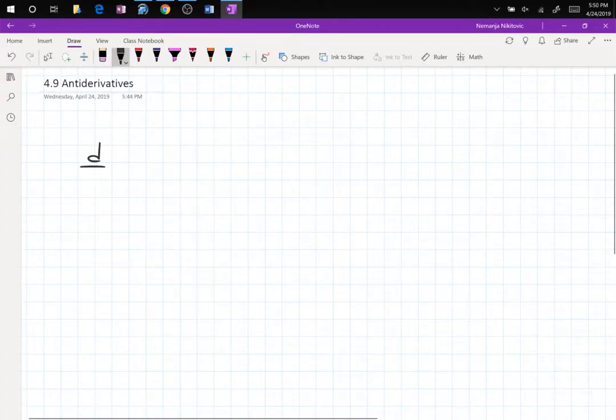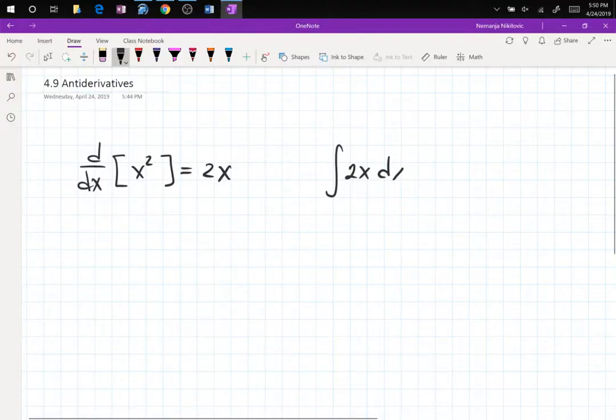So to start off here, we are hopefully familiar that the derivative of x squared is 2x. I'm going to now write this backwards because antiderivatives are going to do the backwards procedure here. So the integral of 2x dx is going to be x squared. Now, this is not the end of the story. Leave some space here, I need it.